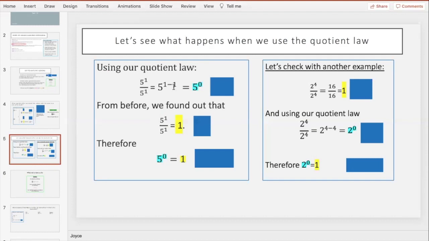We used our quotient law to see that a number to the power over that same number to the power will equal that number to 0, which is, for example, the 5 to the power of 0 here. And then we used our knowledge of division to find out that it would equal 1. So we popped them both together, and that established our zero index rule. So that's a great question.